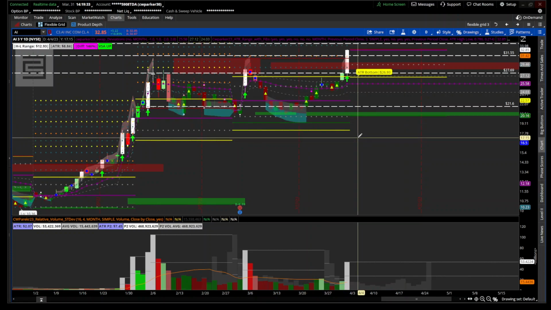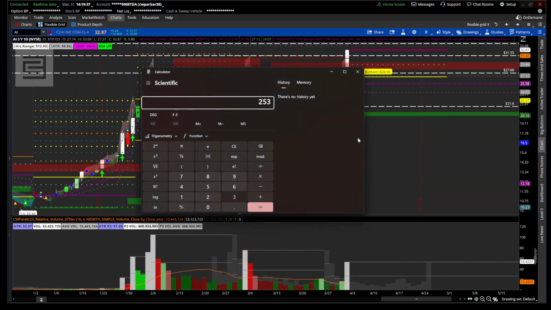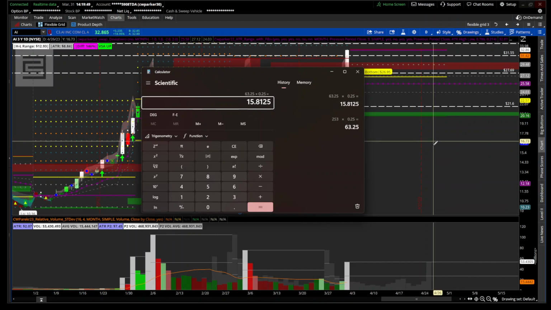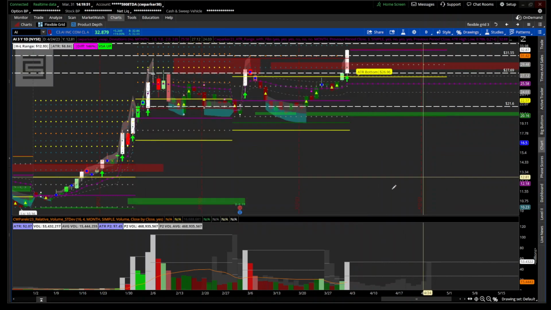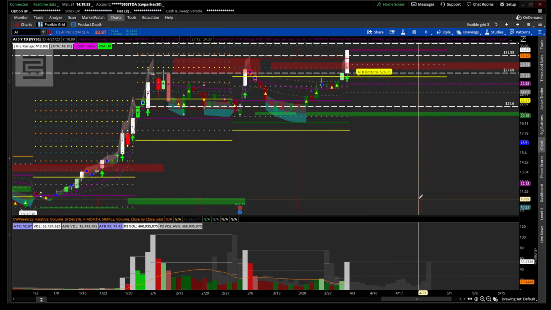The reason why I do that is because there's only 253 days that the stock market is actually open. And once you divide that by 4, you're looking for a quarter, and then multiply by 0.25 again, you get about 16. But that's basically why I use a 16-day average for these different indicators on this time period.